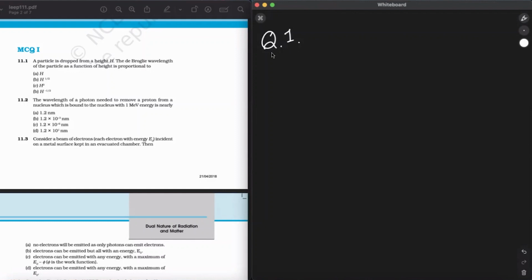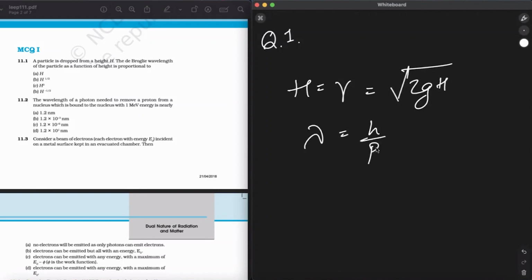Now, according to de Broglie, a moving particle sometimes acts as a wave and sometimes acts as a particle. The wave associated with a moving particle is called what? Matter wave or de Broglie wave, and it propagates in the form of packets, that we all know. Now, if I ask you to write the wavelength for de Broglie, the velocity is root 2gH, and de Broglie wavelength lambda is equal to h upon p.